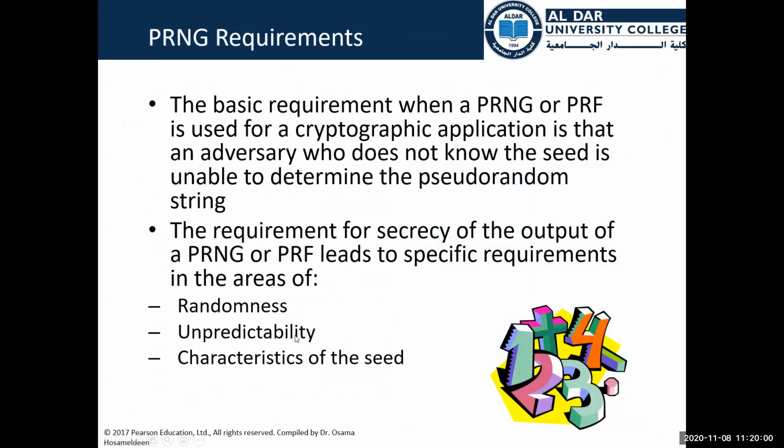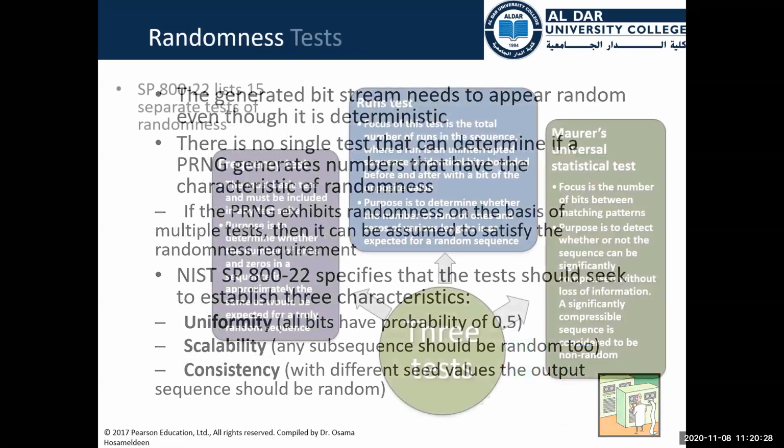Randomness and unpredictability, I told you, both of them should exist in any random algorithm. Not only one of them, because maybe the random stream is random, but it is not unpredictable. It is predictable. If it is predictable, this is not a good algorithm.